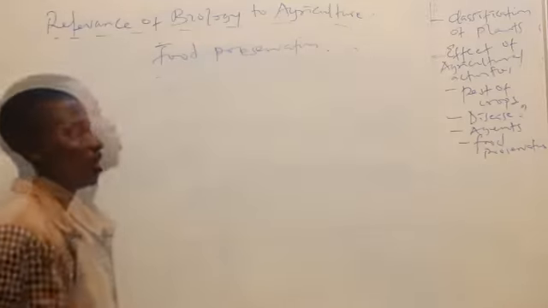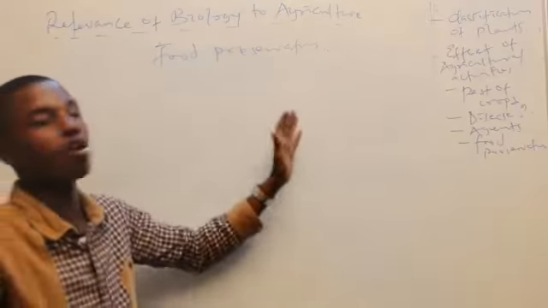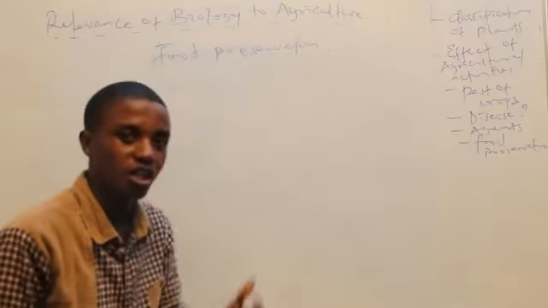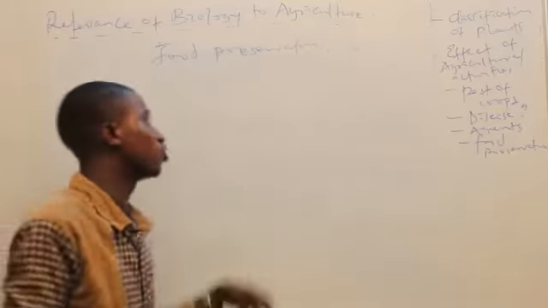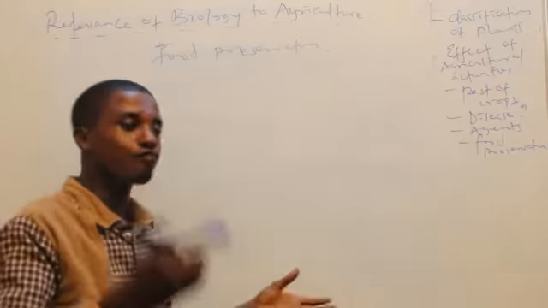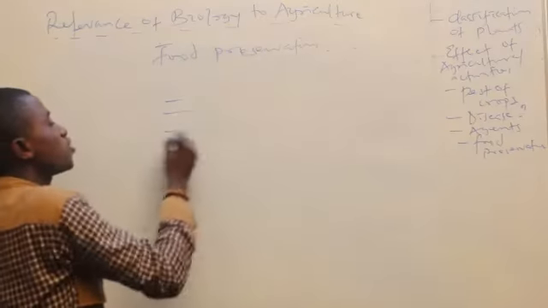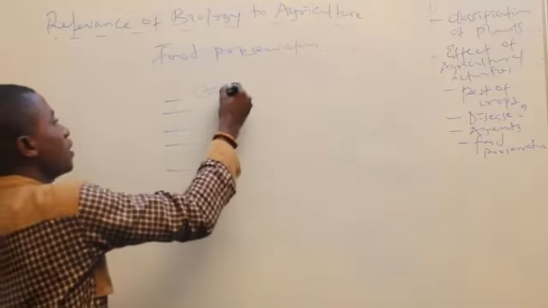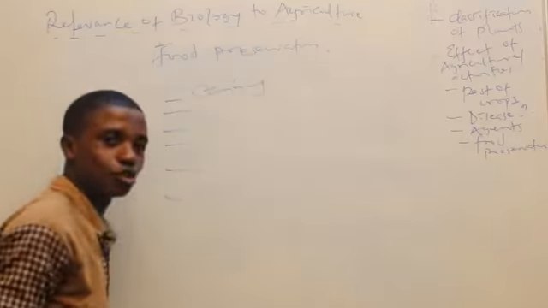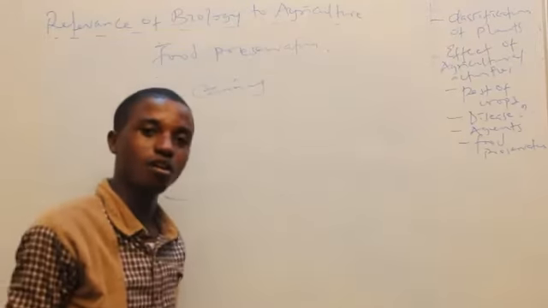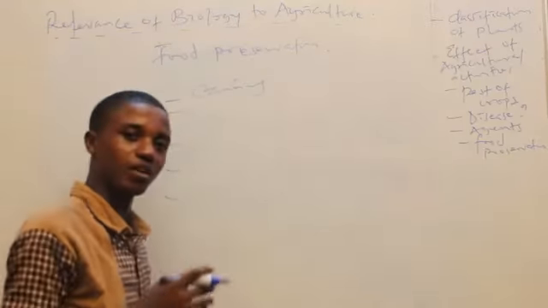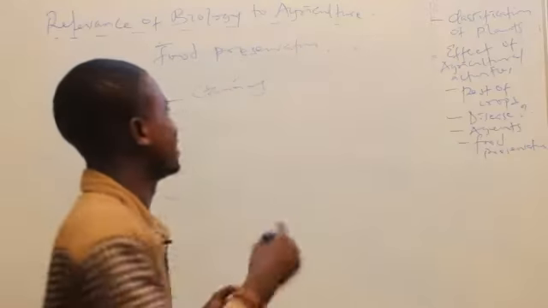Food preservation could also be called preservation of agricultural produce. It is not only food as in food, it could be raw materials as in raw food, as the case may be. So the various ways by which we can preserve our food are: number one, we have canning. You can can them, as in the case of sardine. We have sardine, and we have other food materials that have been canned.